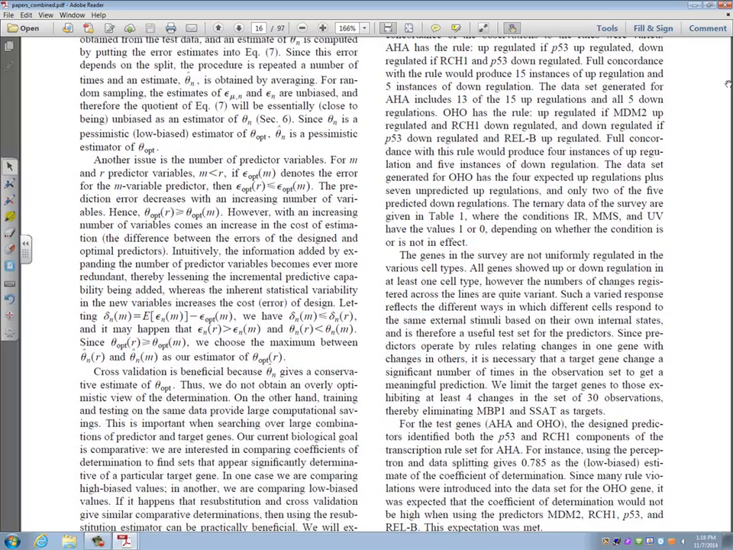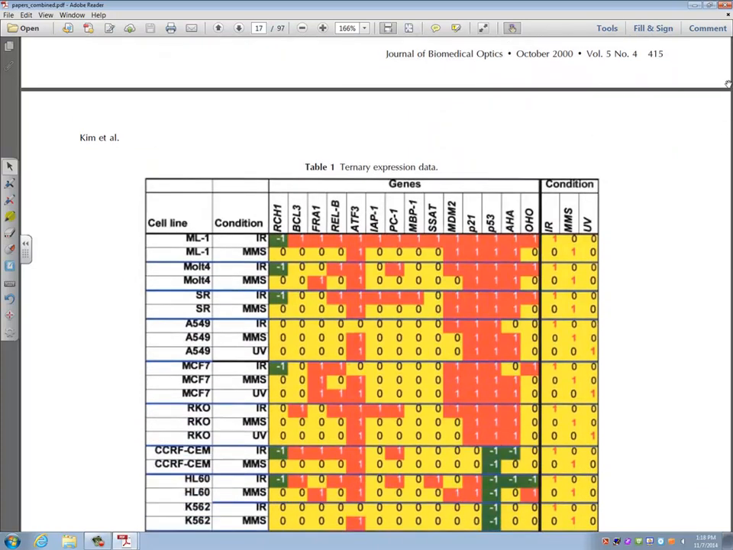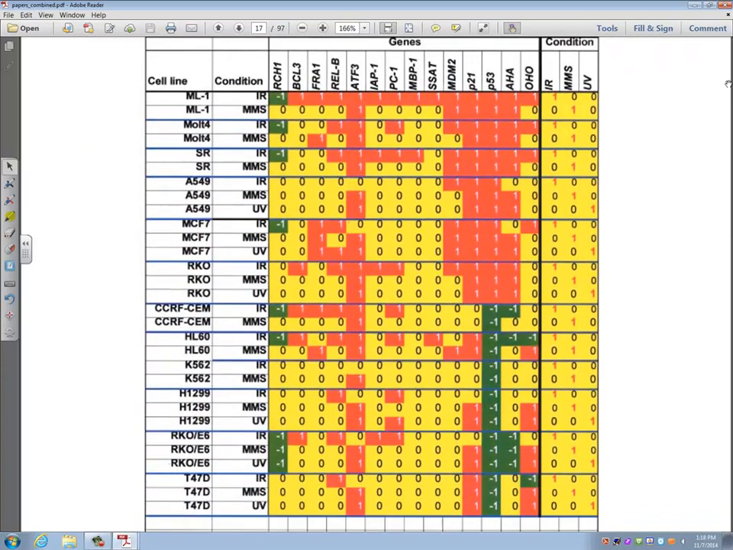So you can see, this is the set of cell lines that was used. These are the cell lines, these are the conditions: ionizing radiation, then that methyl, whatever sulfonate, ionizing radiation and so on, ultraviolet radiation, and again everything has been quantized to zeros and ones, okay? So this is the data that they had, and these are the genes that they're looking at, right?